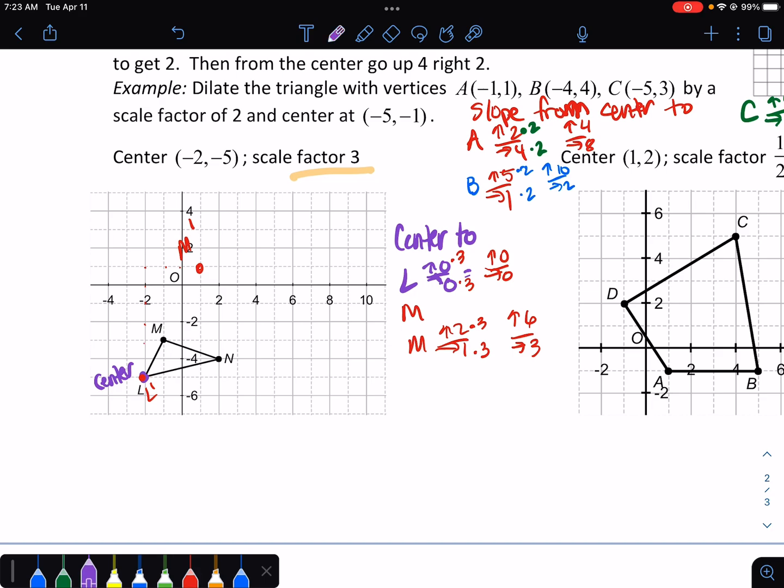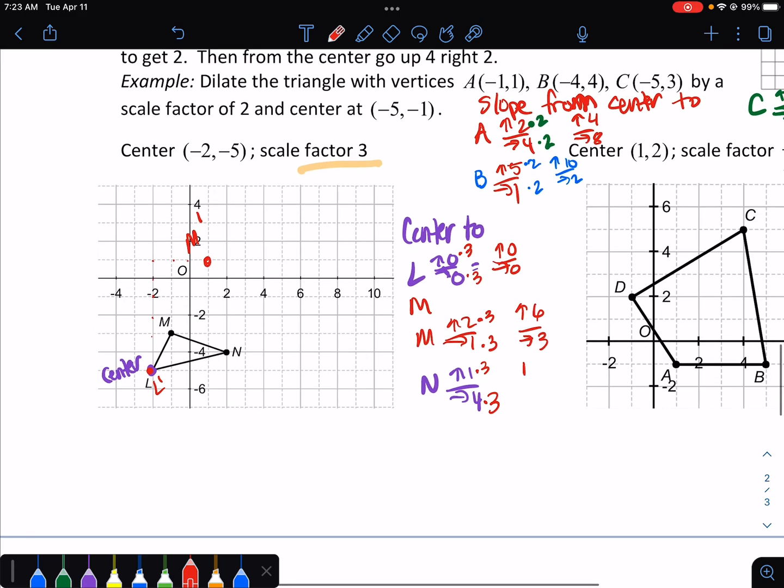And then we have our N. To go from the center to N, we're going up 1 over 4: 1, 2, 3, 4. So I'm going to multiply that by 3, both the rise and the run. That gives us up 3 and over 12. So I'm going to go up 1, 2, 3, then over 1, 2, 3, 4, 5, 6, 7, 8, 9, 10, 11, 12. So there is our N prime.